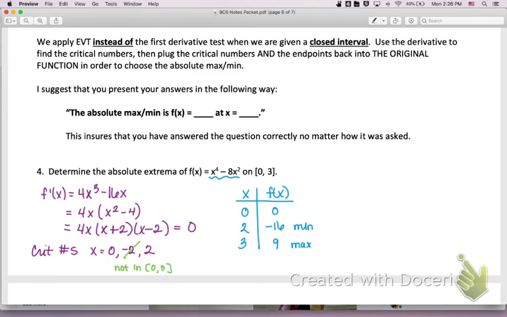maximum here. Now make sure that you answer the question clearly. Just writing down min and max like I did there, that would get you no credit. You've got to answer the question very clearly. So my final answer here, I would say that there is an absolute min of f of x equals negative 16 at x equals 2, and I would say the same thing, absolute max of f of x equals 9 at x equals 3. That is how we apply the extreme value theorem.